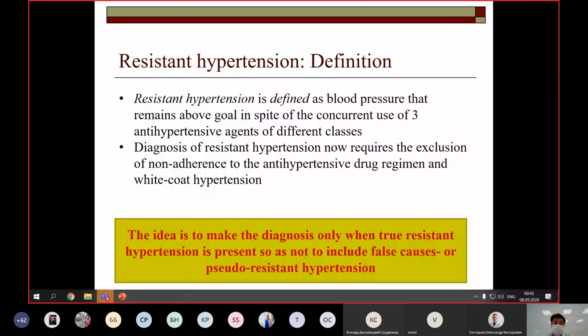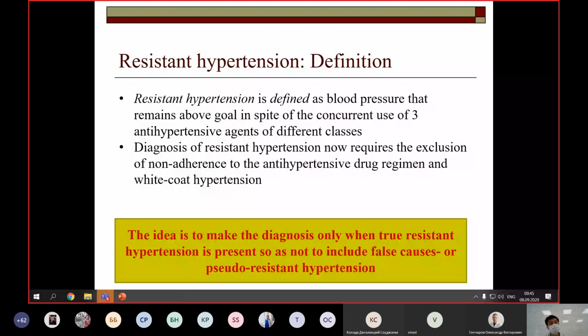Some words about resistant hypertension. What is the definition of resistance in hypertension? Resistant hypertension is defined as blood pressure that remains above goal despite the current use of three antihypertensive drugs at the maximum daily dosage, from different classes. Diagnosis of resistant hypertension now requires the exclusion of non-adherence to the antihypertensive drug regimen and white-coat hypertension.